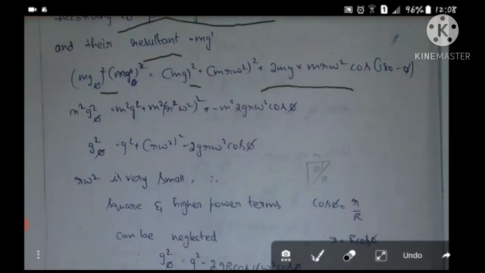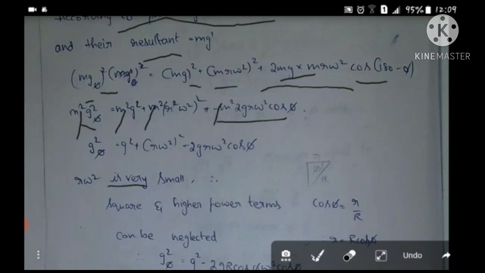And then we can write (mg phi) whole square as m square g phi square is equal to m square g square, plus m square into (r omega square) whole square, and minus, if you multiply this, we get minus m square 2 g r omega square, and cos (180 minus phi) can be written as cos phi. So m square and m square get cancelled, then we write g phi square is equal to g square plus (r omega square) whole square minus 2 g r omega square cos phi.